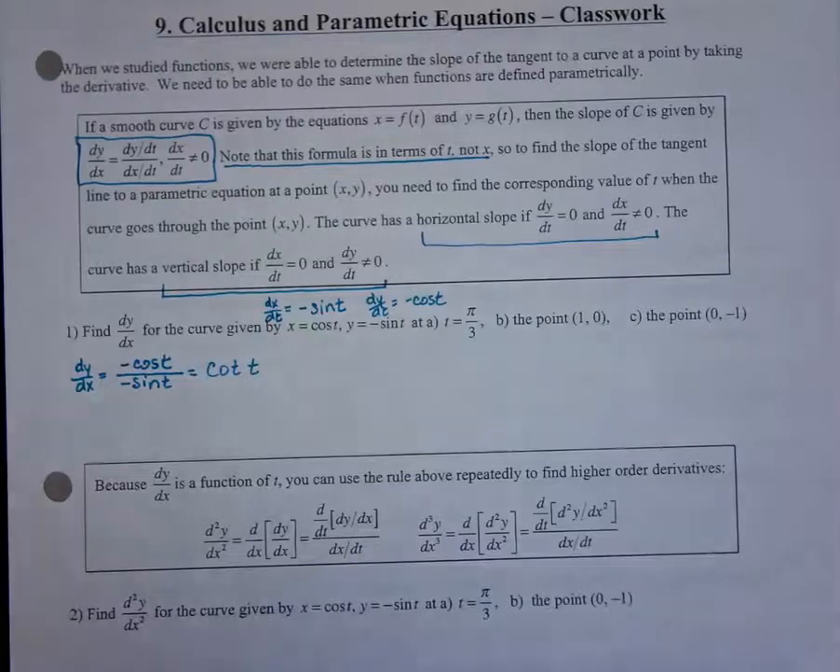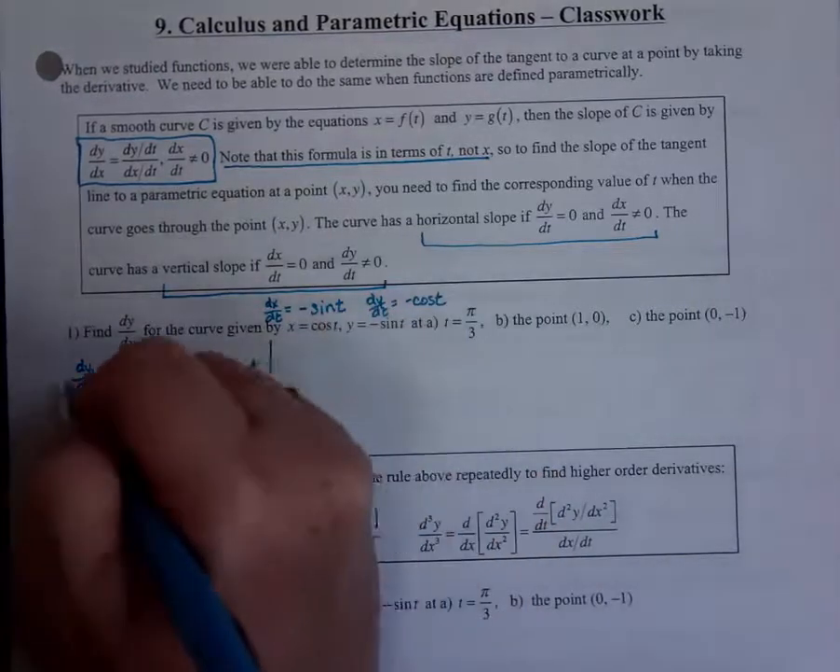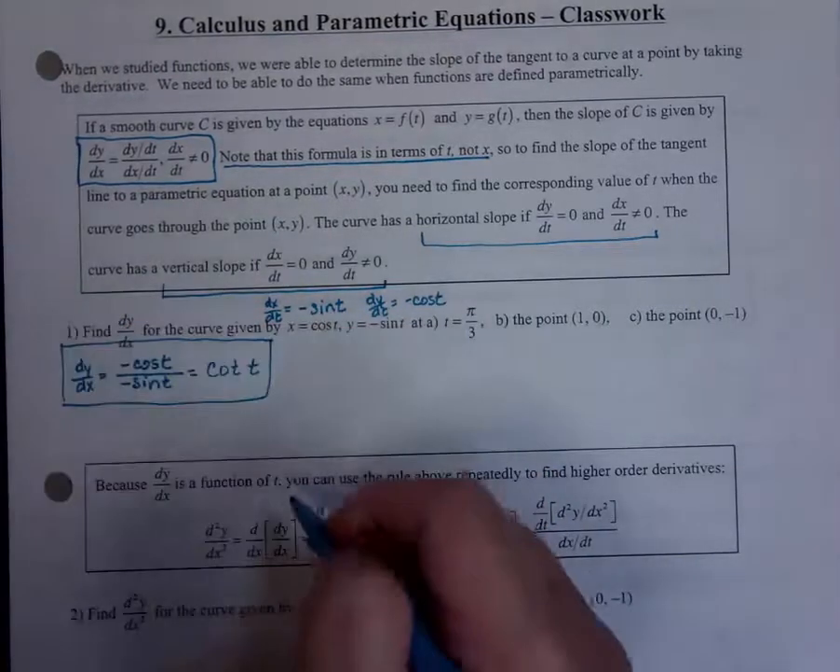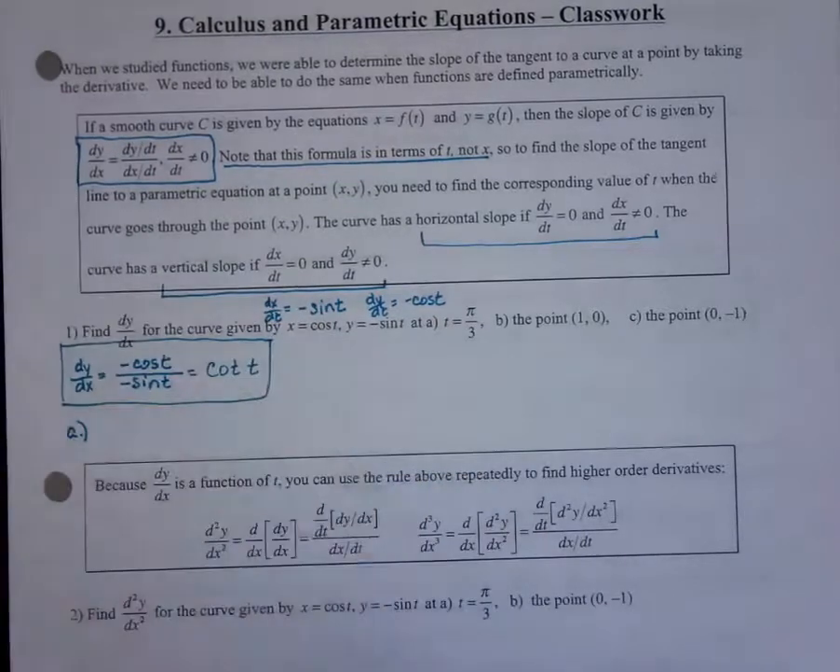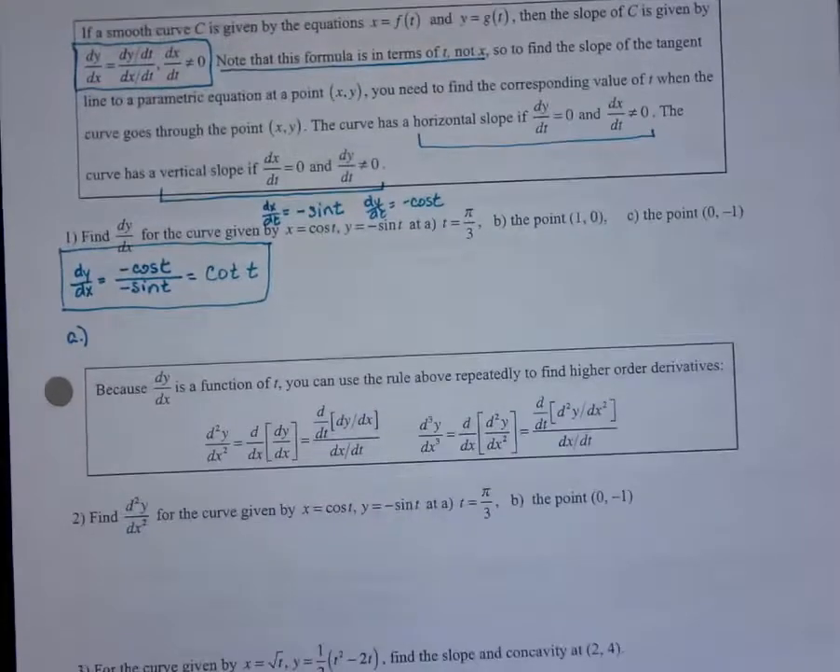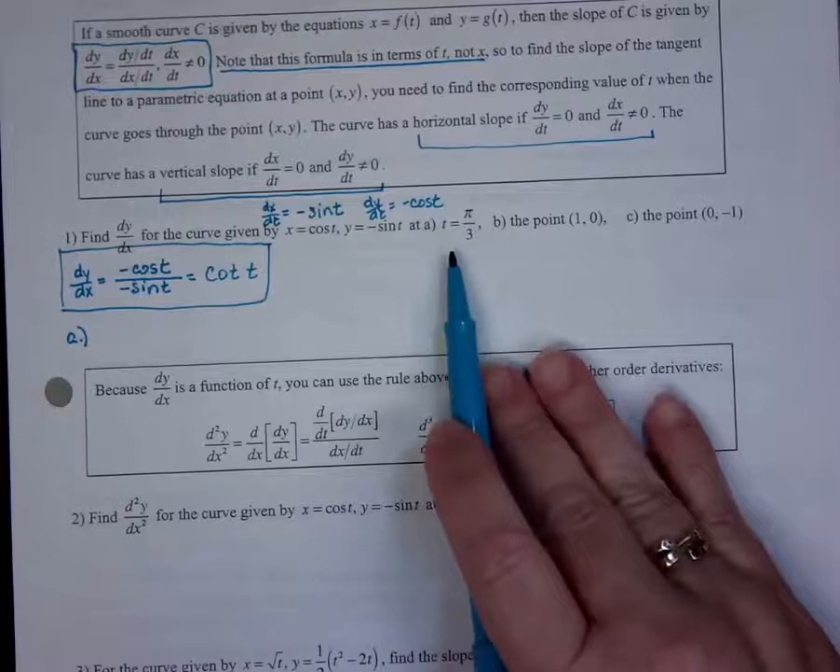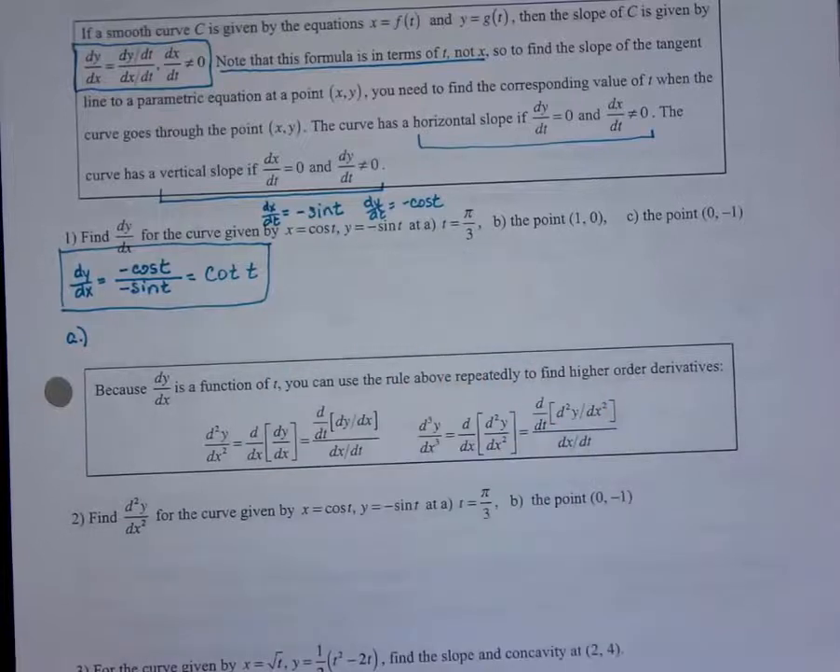Okay? So we need that for all three parts, A, B, and C. So I'm going to box that in. Now down here I'm going to do A. A takes the least amount of space, so I'm going to do it right underneath here. I need the derivative at t equals pi over 3. Since they gave me a t value, I just need to plug it in. That's all I need to do.